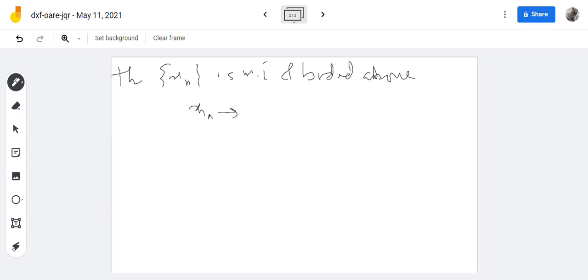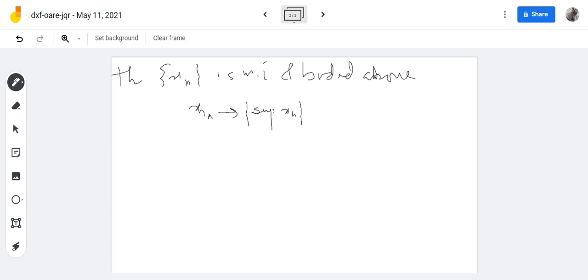Or supremum of xn. It converges to the supremum of xn. Remember, it converges to its exact upper bound. Is that clear? Whatever be the upper bound, that sequence converges to its upper bound. Okay, let's prove this theorem.